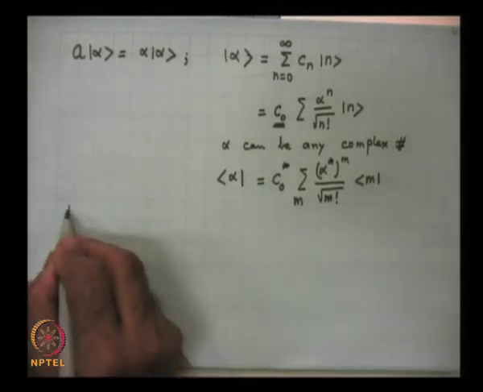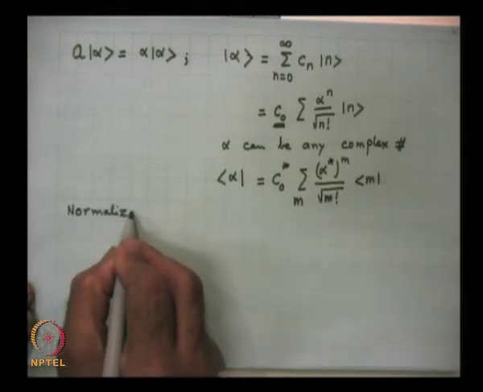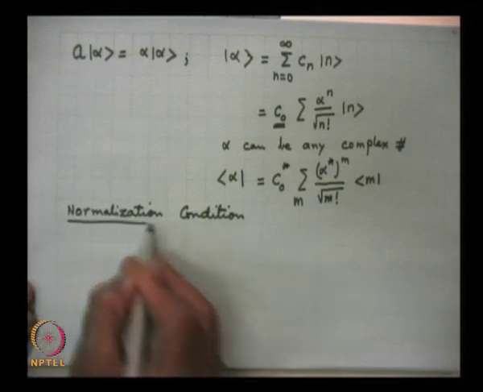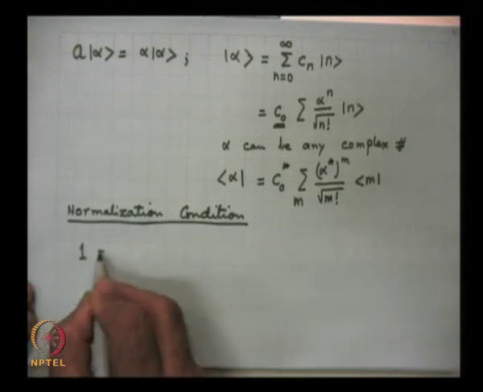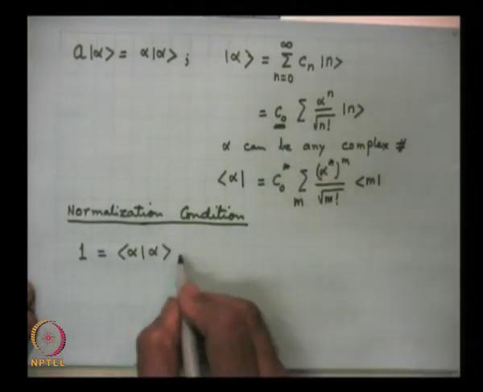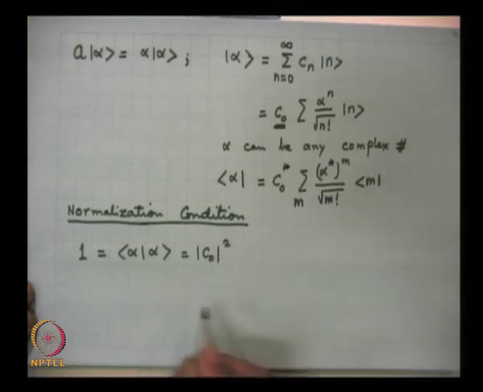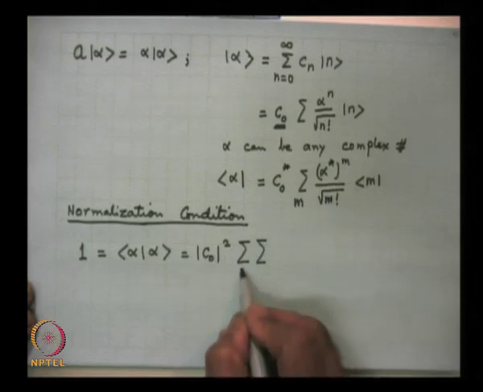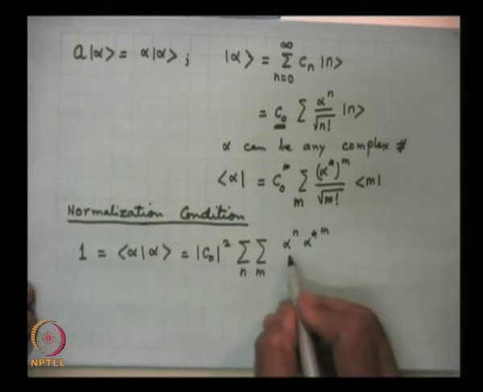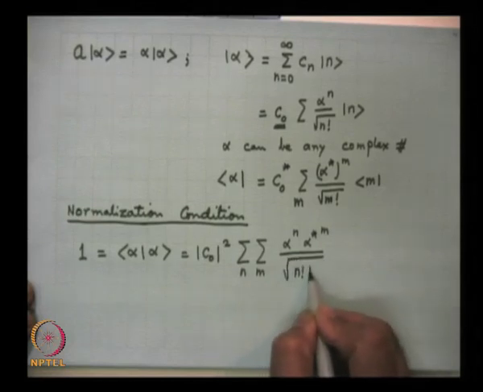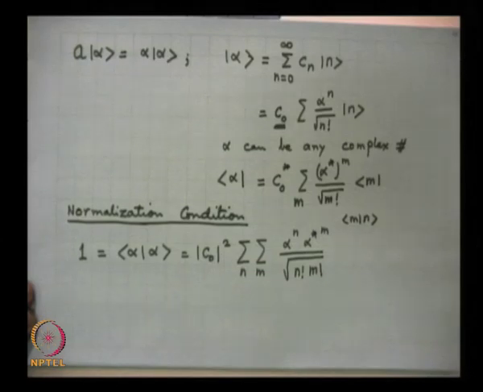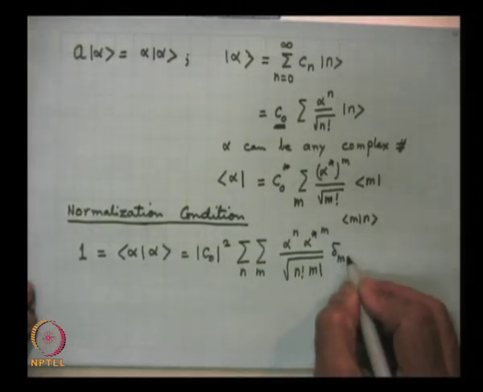So, the normalization condition will lead to 1 is equal to bra alpha ket alpha, C 0 times C 0 star is C 0 mod square, double summation over n and m, alpha to the power of n alpha star to the power of m divided by square root of n factorial m factorial, and bra m ket n will come here, and that we know is the Kronecker delta function delta mn.